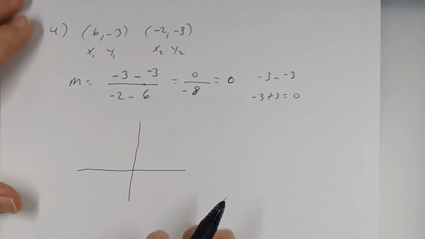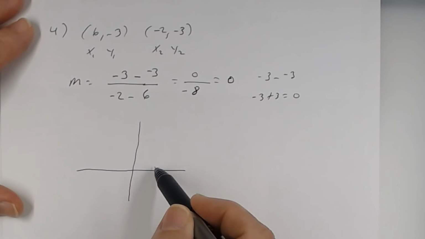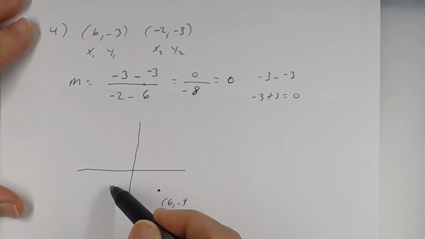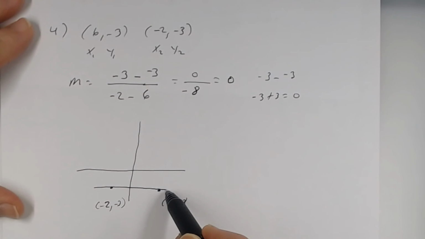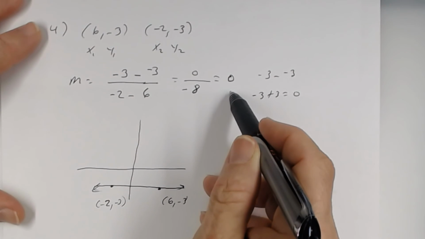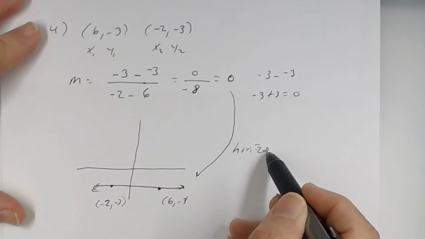So if you look at the line that goes with those two points, 6, negative 3 is in the 4th quadrant. Negative 2, negative 3 is also in the 4th quadrant, but at the same level. And you get what kind of line? Horizontal. So a slope of 0 is what kind of line? It's a horizontal line.